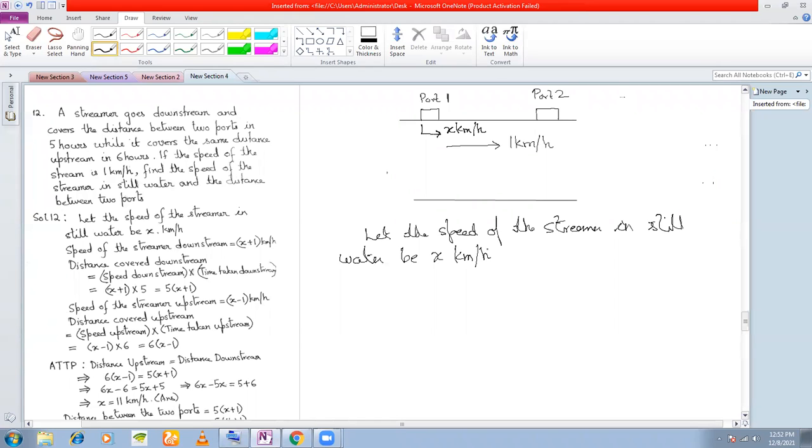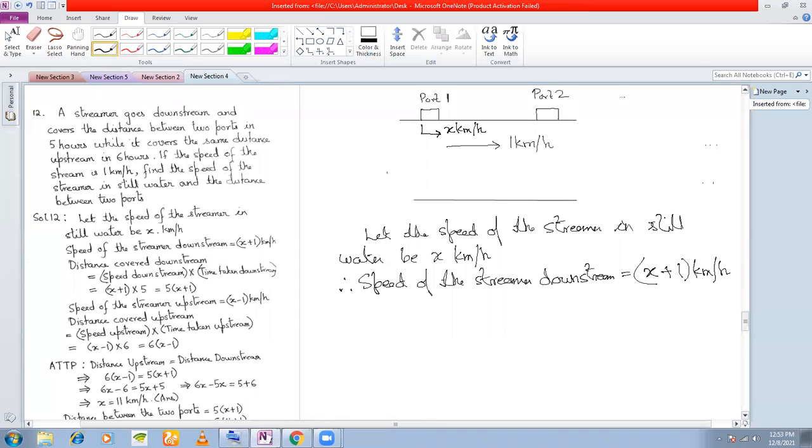Now once we have assumed the speed to be x kilometer per hour in still water, suppose the water is flowing. So what should be the speed of the streamer downstream? Downstream means with the flow. So if the streamer is going with the flow, or even if you are swimming with the flow, you tend to swim faster, right? Because the speed of the water helps you. So what should be the speed of the streamer? Speed in still water plus the speed of the stream, right? Isn't it?